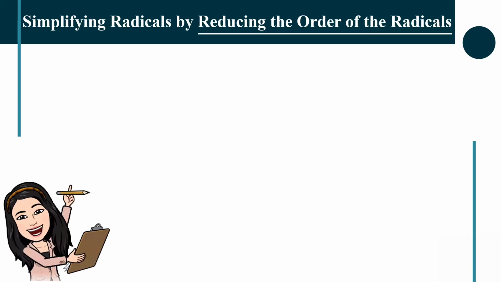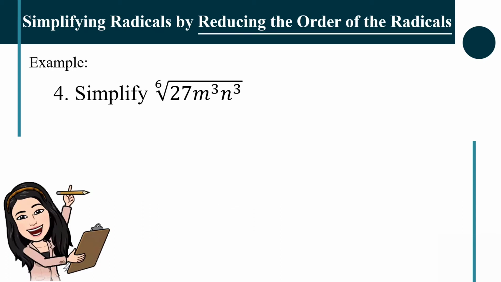Let us have our fourth example. We have: simplify the 6th root of 27m cube and n cube. Again, the 6th root of 27m cube and n cube. So how are we going to simplify this? Let us again take a look if we can reduce our index. The factors of 6, or of our index, are 2 and 3.